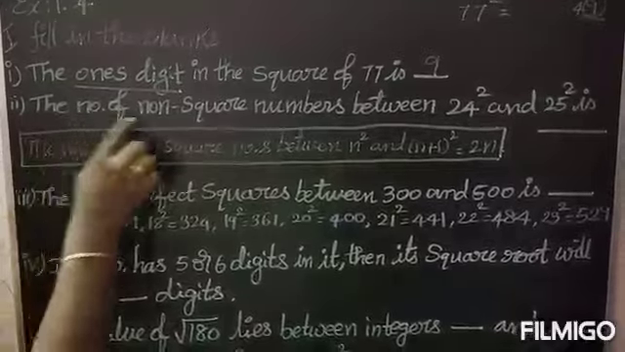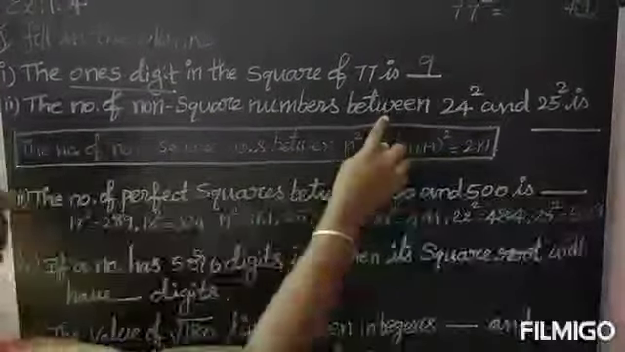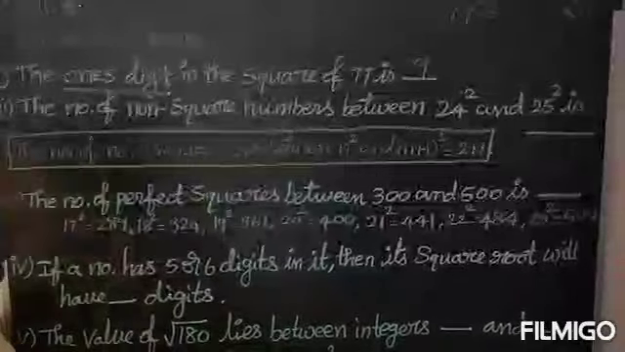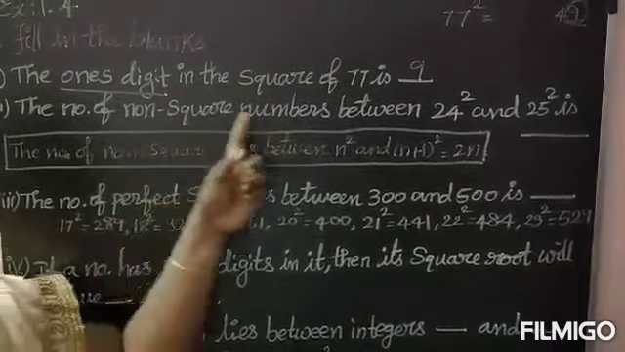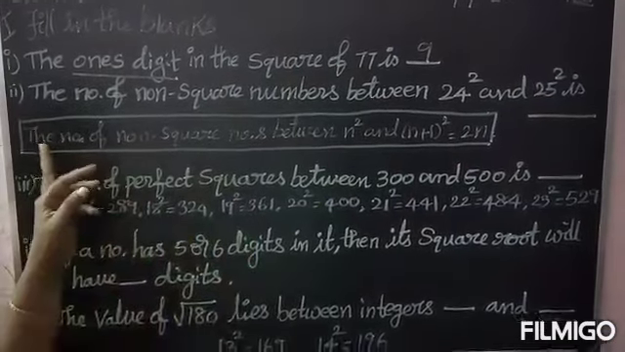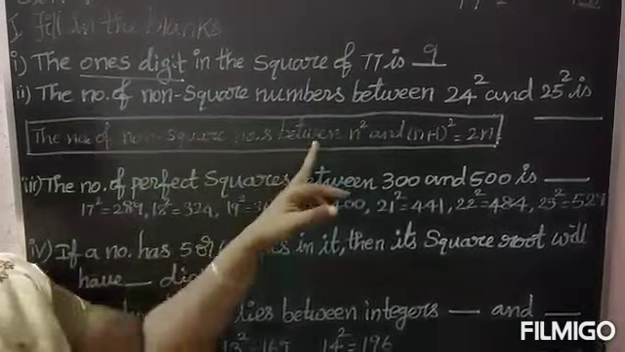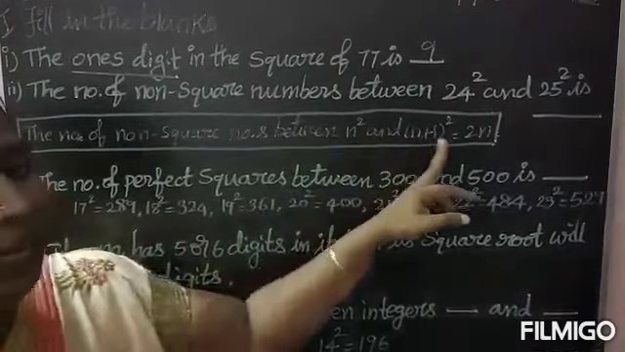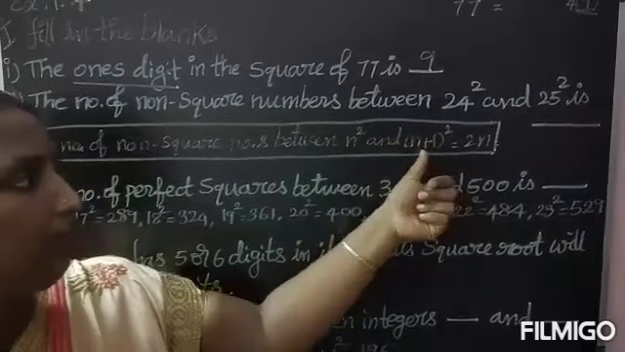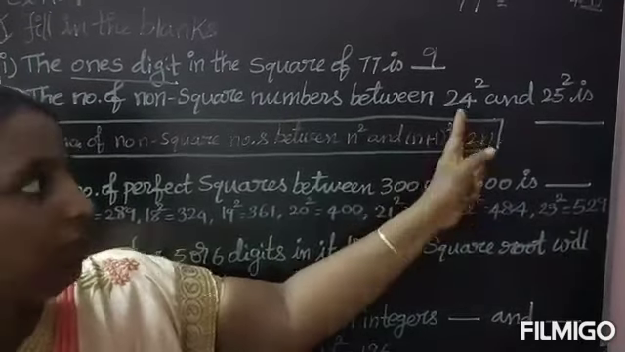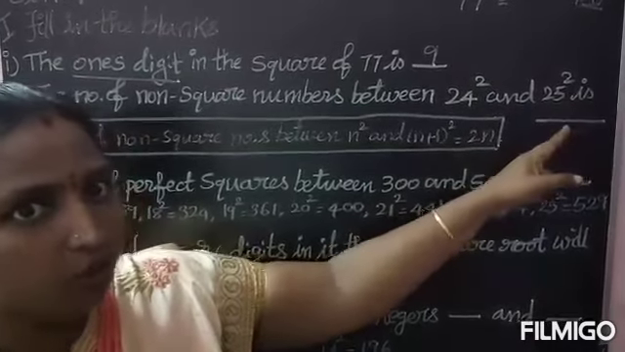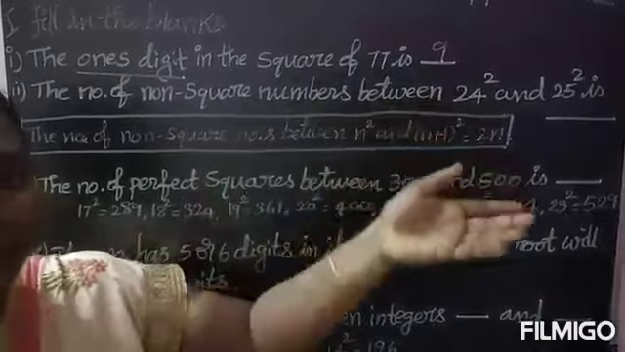Okay. Next, the number of non-square numbers between 24 square and 25 square is dash. So they ask non-square numbers between 24 square and 25 square. You have one formula: the number of non-square numbers between n square and n plus 1 square is 2n. Here, these two numbers should be consecutive. Here they given 24, the next number is 25. These two are consecutive numbers, you know. Consecutive numbers are nothing but the next two numbers.